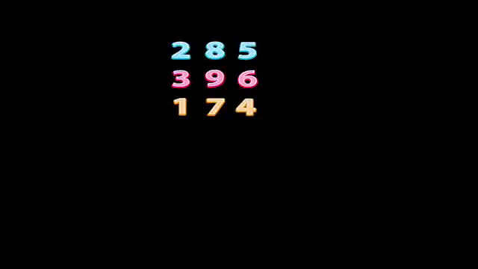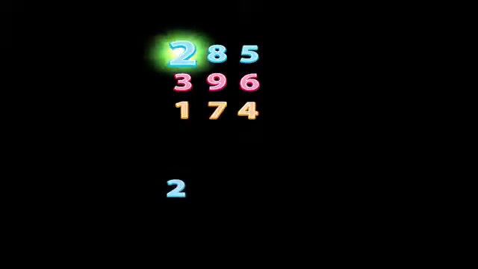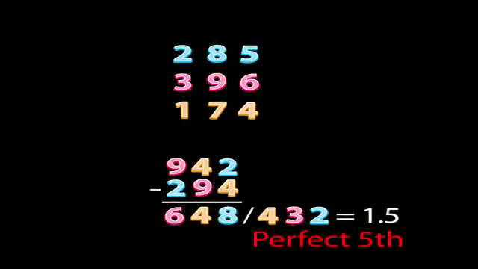In this next graphic, I decided to shift a matrix. You'll notice that the 1, 7, and the 4 is now at the bottom, and I moved up the 3, 9, and the 6 to the center, and the 2, 8, and the 5 to the top. So what I did next was take the upper left 2 and go down diagonally to the right, 294, subtract that from its shifted pair, and I get 648. And I divide that by the 432, and I get a perfect fifth.